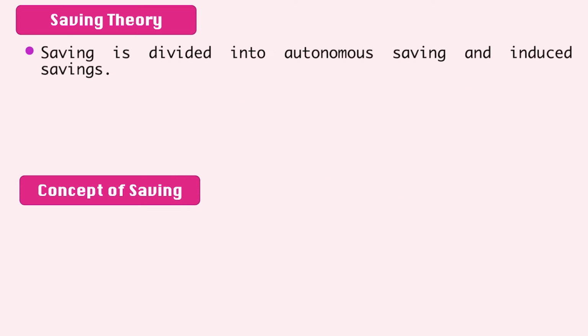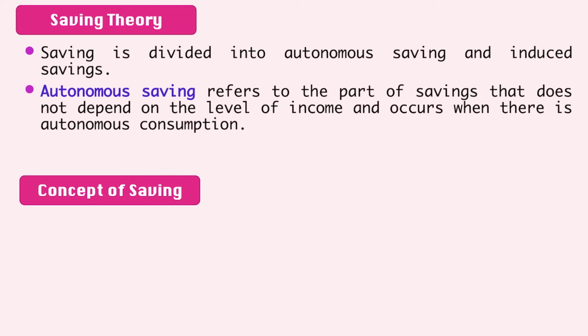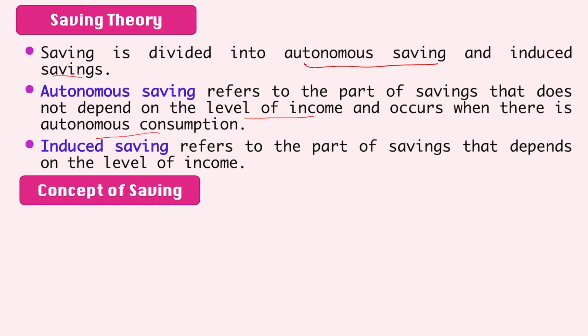Okay, now we move to saving theory. Saving is divided into autonomous saving and induced saving. What does it mean by autonomous saving? Autonomous saving refers to the part of savings that does not depend on the level of income and occurs when there is autonomous consumption. Induced saving refers to the part of savings that depends on the level of income. That is the difference between autonomous and induced.